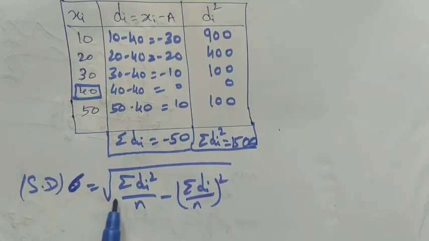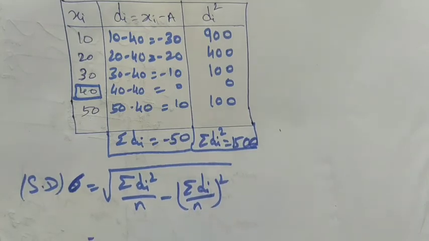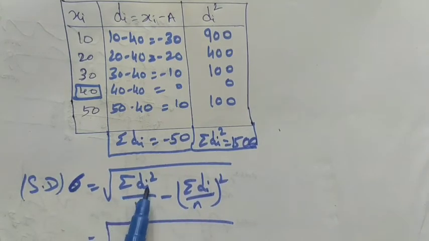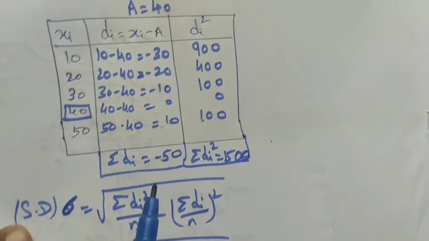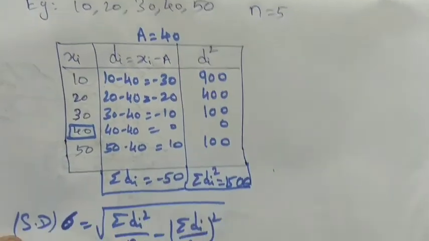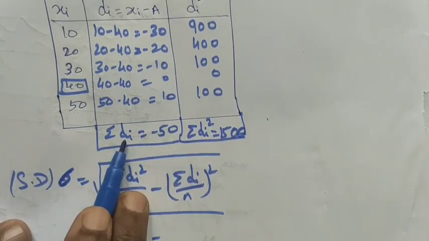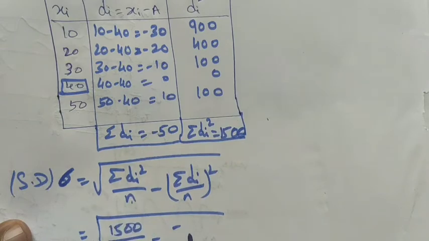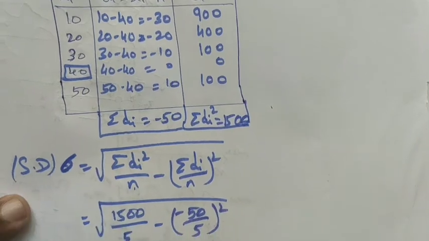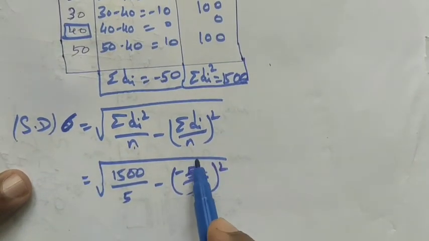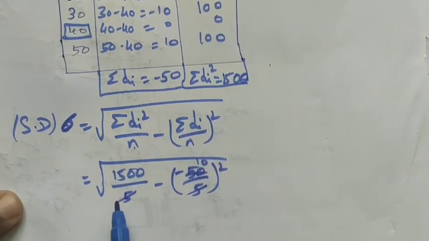For standard deviation, sigma is equal to root of summation di square divided by n minus summation di divided by n whole square. This is the formula. In this formula, we are going to substitute the values. Summation di square is 1500 divided by n, which is 5, the number of observations is 5, minus summation di, which is minus 50, divided by 5 whole square, right? When we cancel this, we get 300 for the first term, and minus 10 whole square for the second.